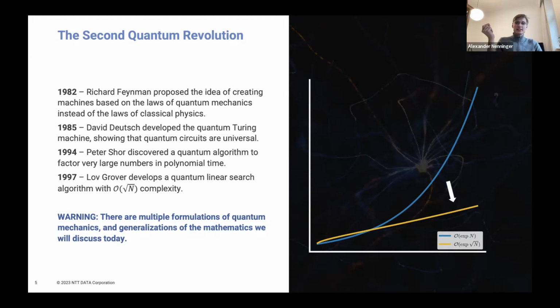And then finally, in 1997, that's the other big quantum idea, Lov Grover developed a linear search algorithm, which actually doesn't need to look at all the elements in the search space.